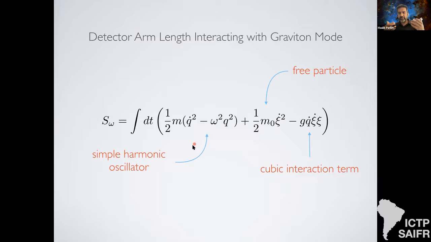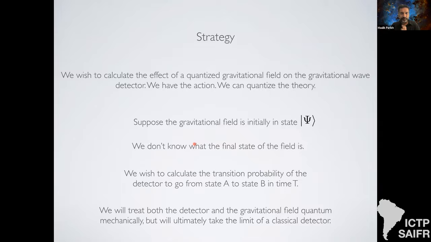And so what we're going to do here is integrate out Q, and because of the fact that Q appears no more than quadratically, we will be able to do the quantum mechanics of this exactly. In other words, we're not going to be using perturbation theory, we'll actually be able to do the path integrals because it's just a Gaussian path integral. Okay, so here's our strategy. We want to calculate the effect of a quantized gravitational field on the gravitational detector, right? That's our goal. And we have our action, and so we can quantize the theory. We can just put it in a path integral, and that'll be formally, at least, the quantum theory.